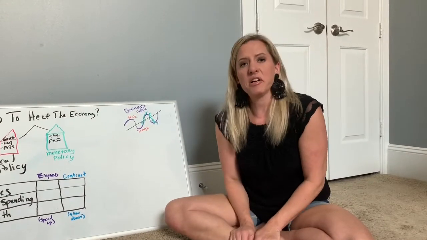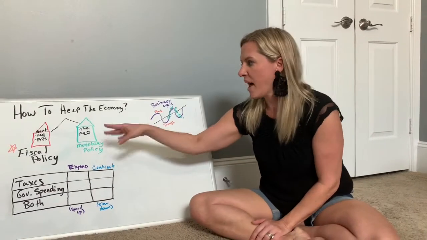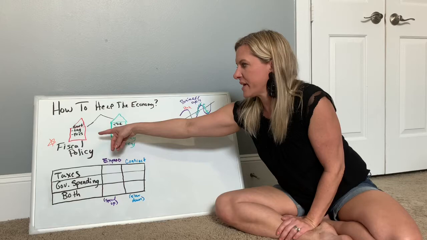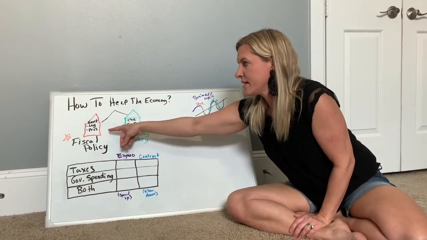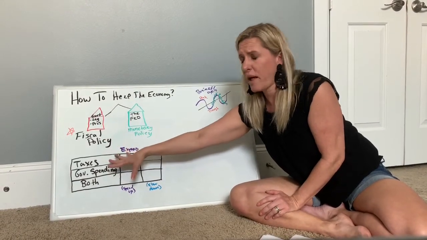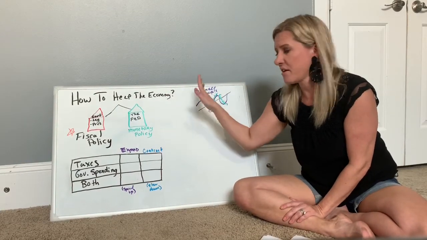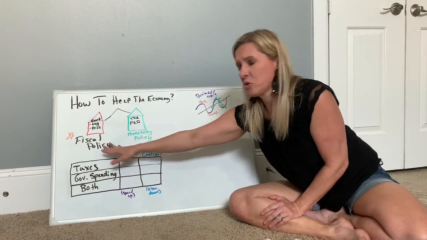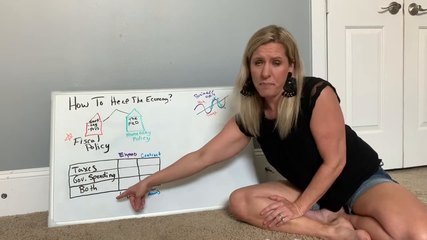Okay, so today we are going to talk about how to help the economy, and there's 2 ways. You have the government, which would be the legislative branch and the president, and you have the Fed. The government uses fiscal policy, which we're going to talk about today. The Fed uses monetary policy. We're going to talk about that in another video. So the government has fiscal policy. The tools they use would be through taxes, government spending, or both.